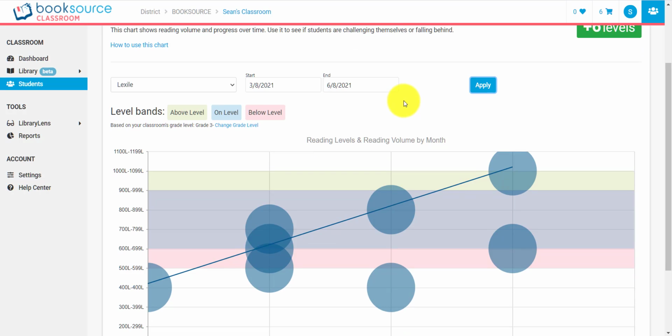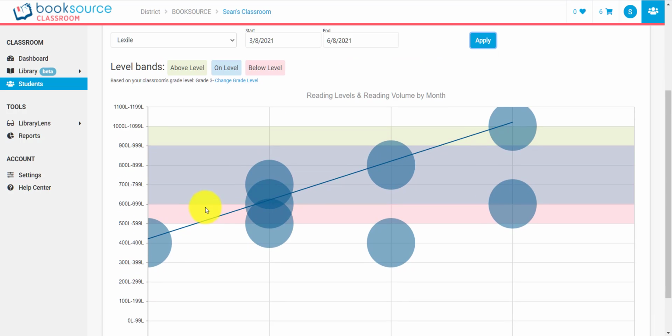Now the reason for this is not all books have all leveling systems. Some books don't have a guided reading level at all, some books don't have Lexile at all. And depending on what your school uses, that's what you're going to want to use in identifying trends via this chart. You can tell that we also put level bands that say above level, on level, and below level.